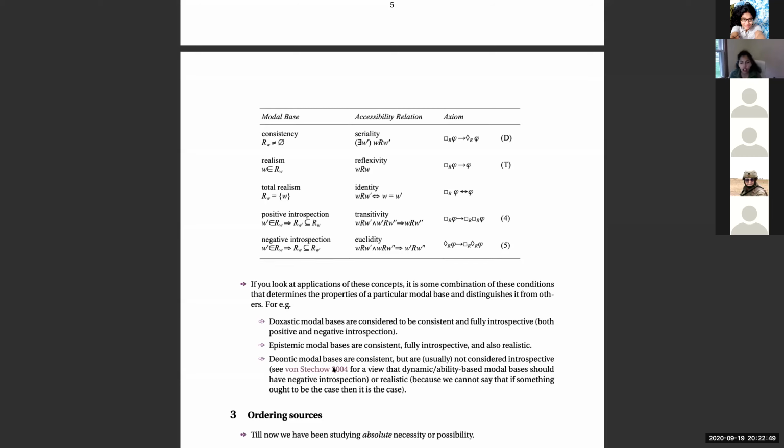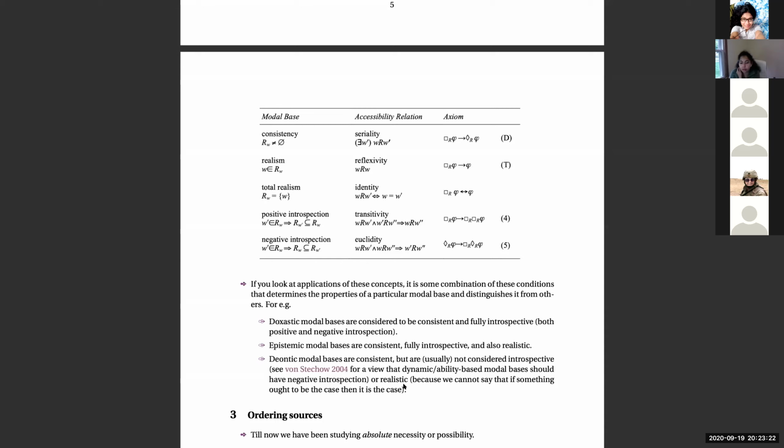Okay, and then deontic modal bases are interesting. They are consistent, but they're not usually considered introspective. Although von Stackow has a view on which dynamic or ability-based modal bases should have negative introspection. He argues that, and I'll let you go look at it. There's an argument there that if you have certain dynamic modal bases, then you can argue for the property of positive introspection not holding, but negative introspection holding.